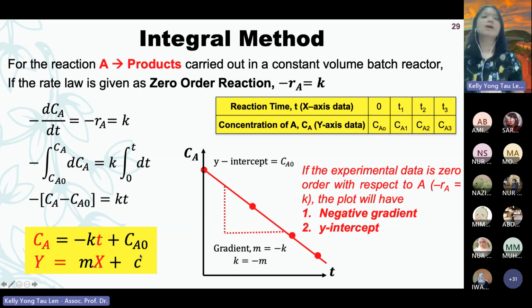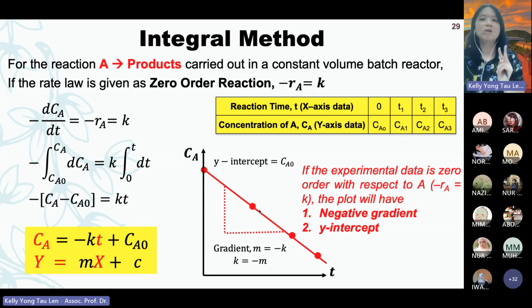Okay, so first of all, remember I told you, you must first verify whether your data is a zero order reaction. So what are you going to do? You have your experimental data. For a zero order reaction, you must plot the graph of CA against time. Then, if and only if your reaction is zero order, your plot will fulfill two requirements. It must fulfill both requirements, then only can you verify that your reaction is zero order.